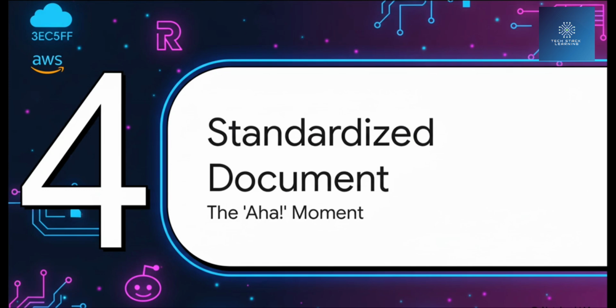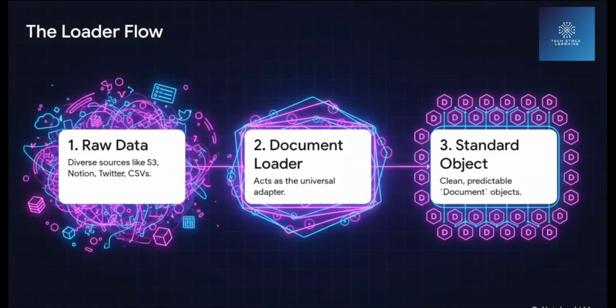So, we've just been on a whirlwind coding tour of data sources, from AWS to Reddit to local PDFs. So how on earth does LangChain handle all this variety with the exact same .load function every time? Well, this next part is the magic trick. It's the core concept that ties everything we've talked about together. Take a look at this flow.